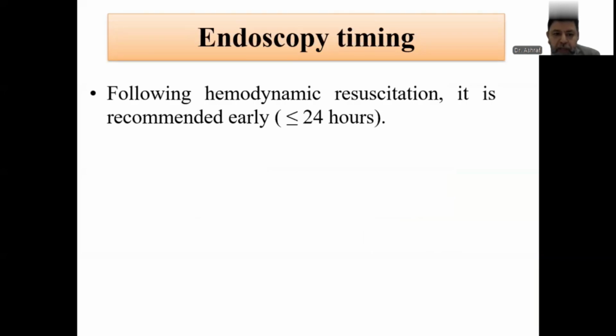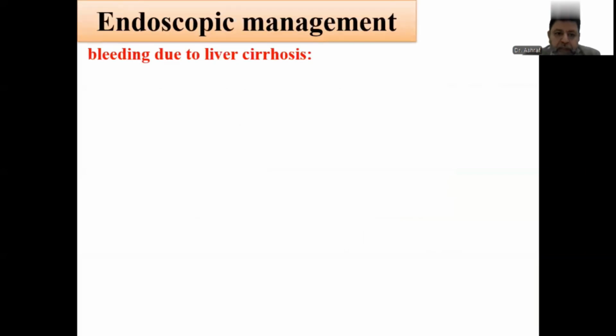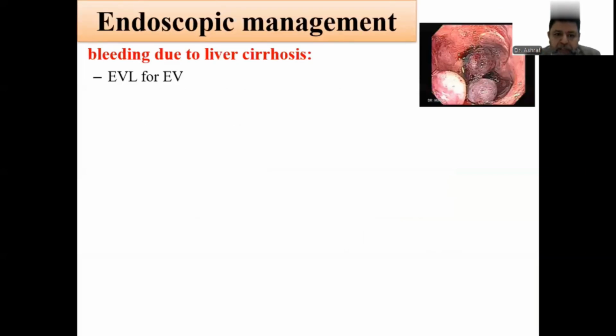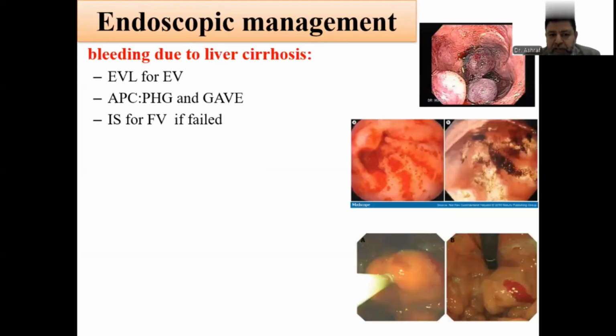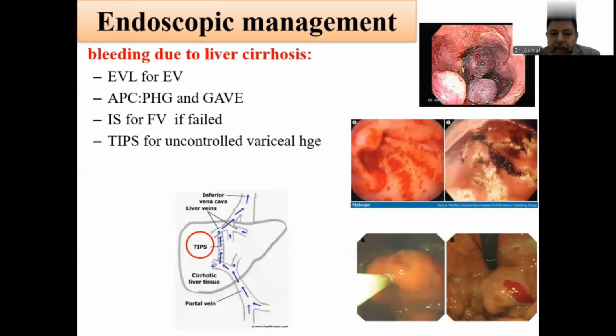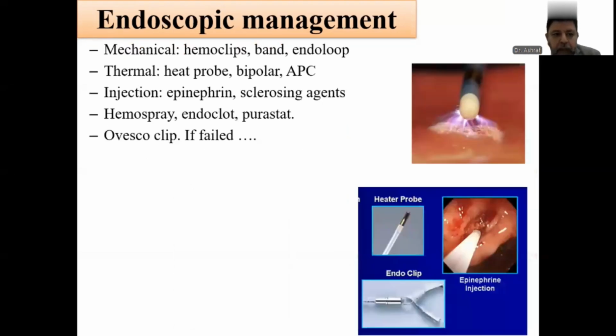Timing of endoscopy: following hemodynamic resuscitation, early endoscopy is recommended within 6 to 24 hours after resuscitation. For endoscopic intervention, if the bleeding is due to liver cirrhosis: endoscopic variceal ligation for esophageal varices, argon plasma coagulation for portal hypertensive gastropathy, and glue injection for gastric varices. If all of these fail, TIPS for uncontrolled variceal hemorrhage, and coiling.